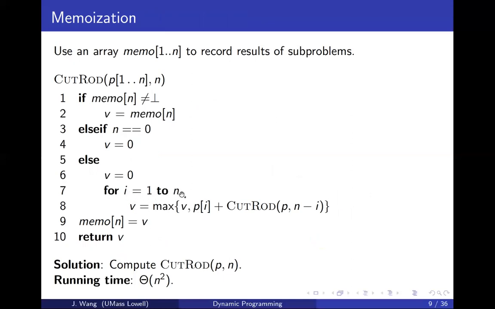So i's from 1 to n. Each time you will need to look at, so if i is 1, you look at n minus 1 subproblems, right? So if n is equal to 0, you'll get no subproblems. So it's still the same as earlier. Okay, so that is the runtime analysis.